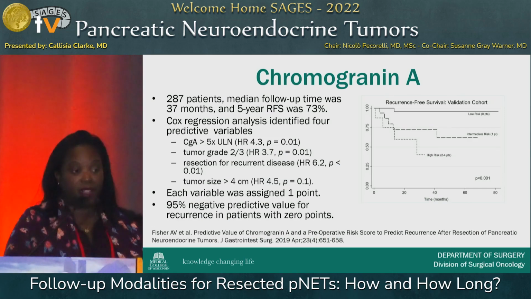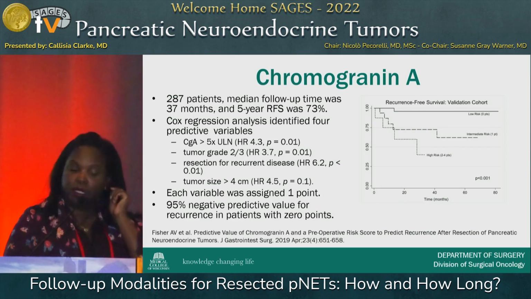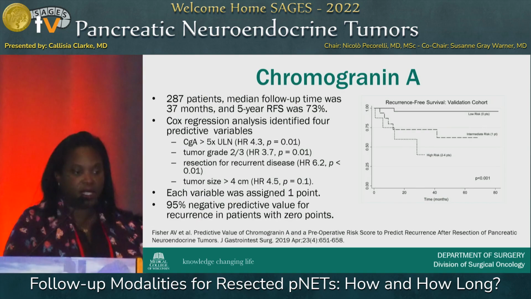That included elevated chromogranin A, which was defined as 5 times the upper limit of normal, tumor grade, whether the resection was for primary disease or recurrent disease, and then tumor size. And they assigned a point for each of these. What they found was that for patients that had 0 points, so patients that didn't meet any of those criteria, it was about a 95% negative predictive value for recurrence. So those patients did really well. And anybody that scored 1 or higher, you would consider higher risk.